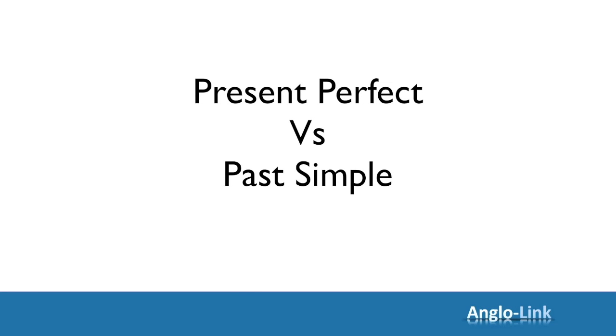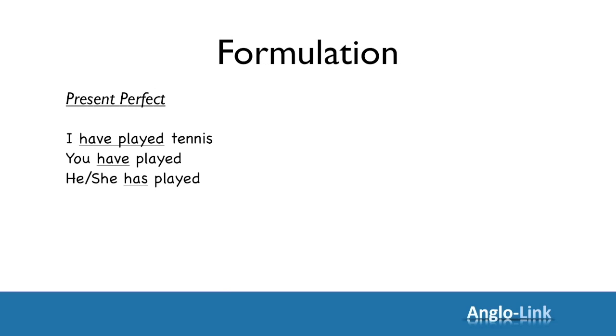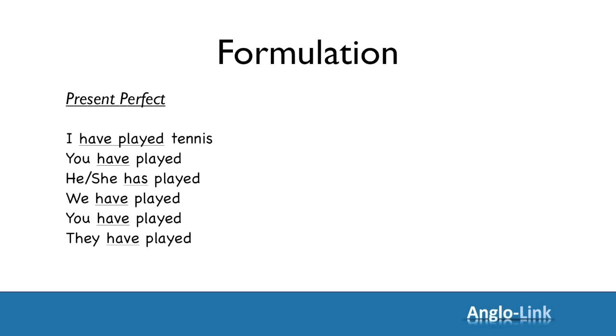Present perfect and past simple. Let's look at formulation first. You remember from the previous video that the present perfect is formulated with the verb have and the past participle of the main verb. I have played tennis, you have played tennis, he, she has played, we, you, and they have played. Now let's look at past simple.